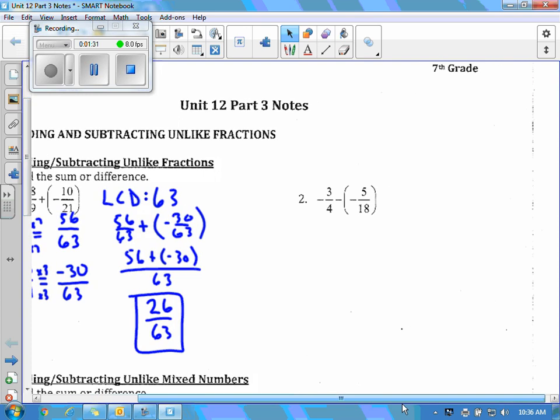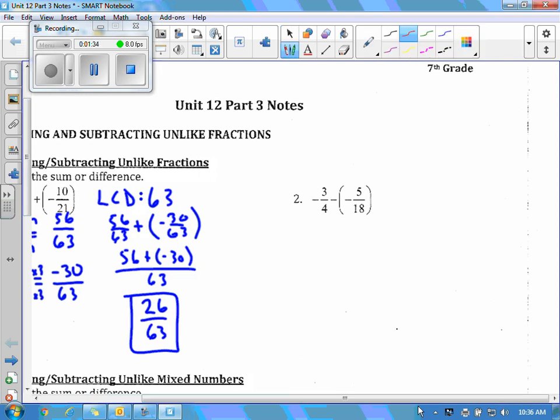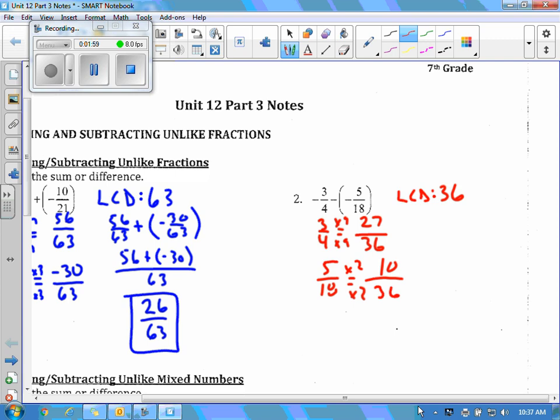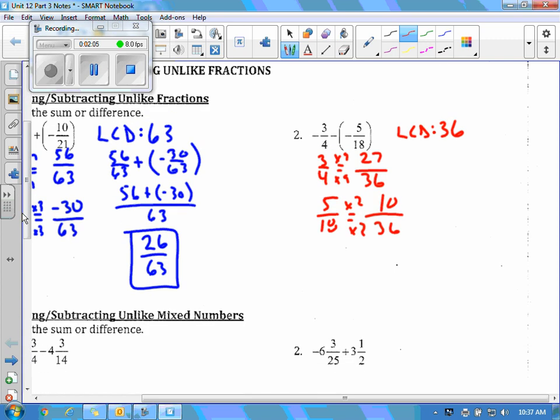For number 2, I have negative 3/4 and negative 5/18. My least common denominator is going to be 36. Again, if you're not sure how I got that, come ask me. So I have 3/4, which I'll rewrite as 27 over 36. I got that by multiplying by 9. And I have 5/18, which will become 10 over 36, and that's multiplying by 2. So I can rewrite this. I'll have negative 27 over 36 minus negative 10 over 36.